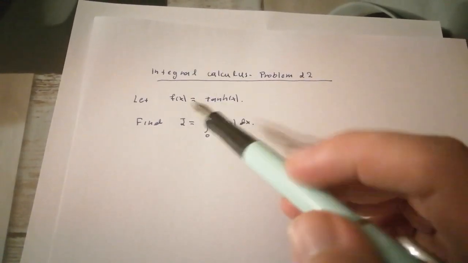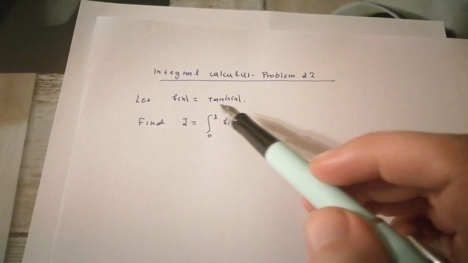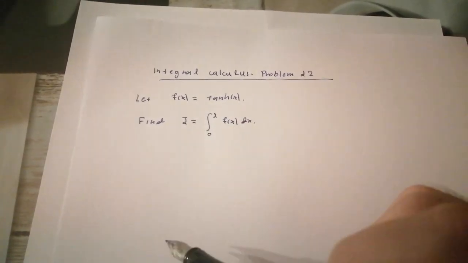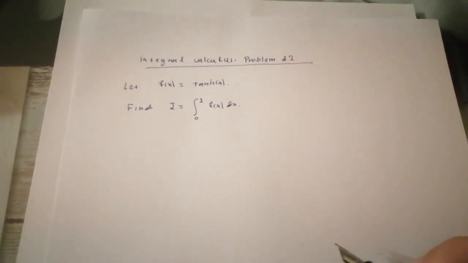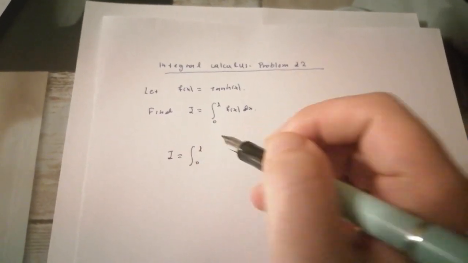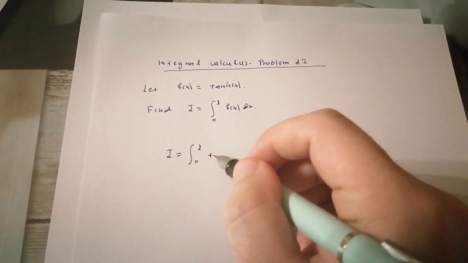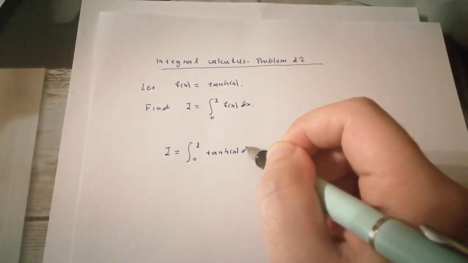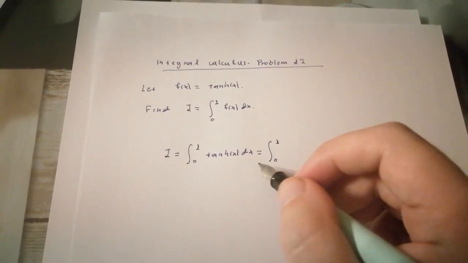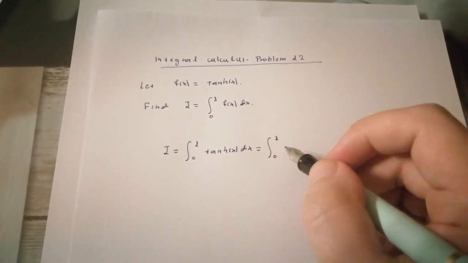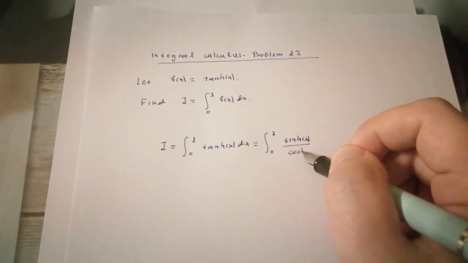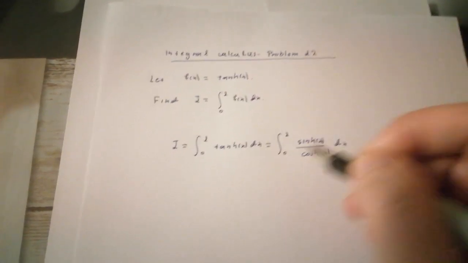We have the function f of x, which is the tangent hyperbolic of x, and we would like to compute this integral. It's a really interesting integral to compute. So this is the integral from 0 to 1 of tangent hyperbolic of x dx. Of course, we know by definition that the tangent hyperbolic of x is sine hyperbolic of x over cos hyperbolic of x dx.